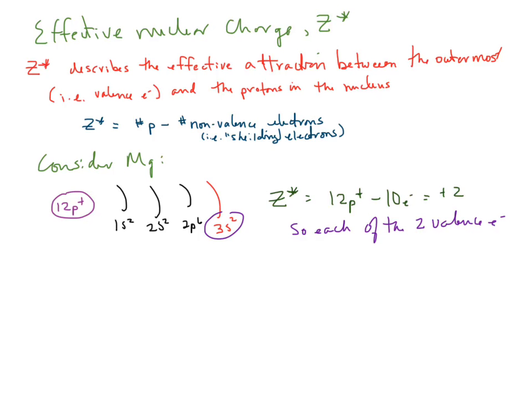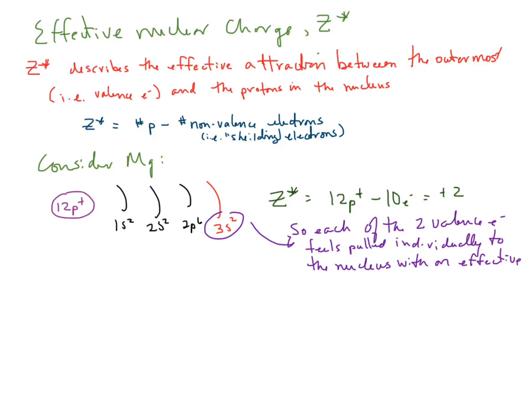To calculate the effective nuclear charge, we take 12 protons and subtract 10 electrons. The way I think of effective nuclear charge is that those 2 valence electrons in the 3s subshell each independently feel a pull of +2. Each of the 2 valence electrons in the 3s subshell is individually drawn to the positively charged nucleus with an effective nuclear charge of +2.